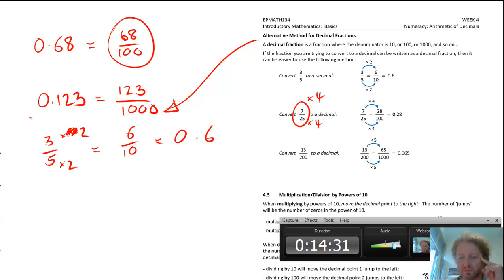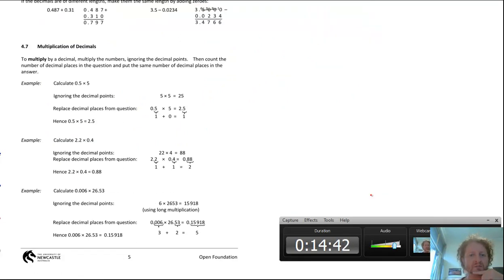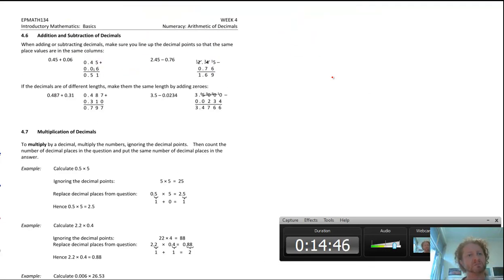Now the next bit I'll skip because I already talked about that. I need to move that earlier in the notes. Multiplication, division by powers of 10. We did that on the previous page. Now, what's next? Multiplication of decimals. Oh no, sorry. It went too far. Addition and subtraction of decimals.